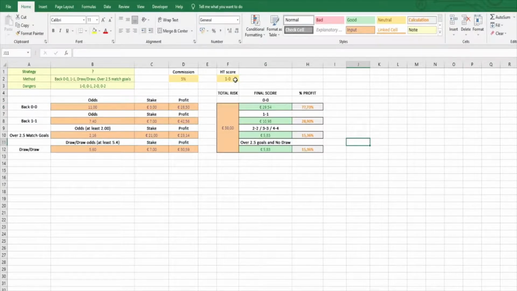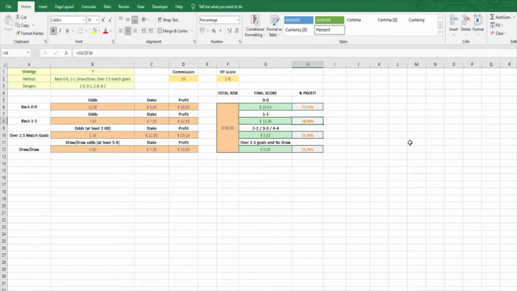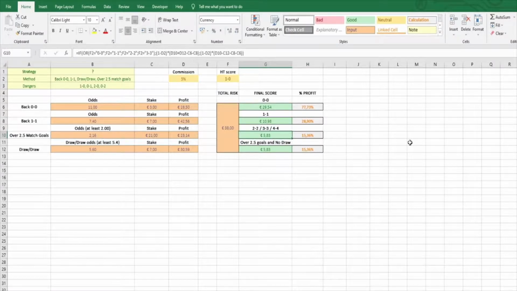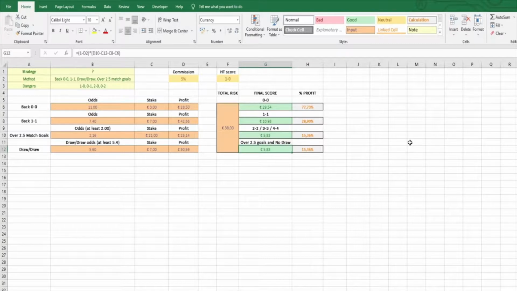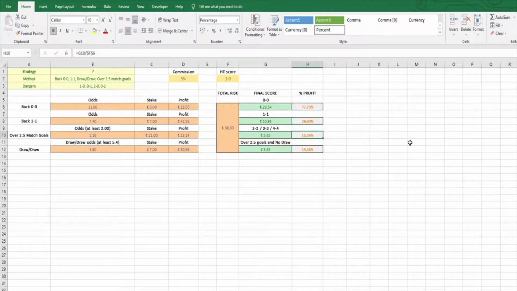So if it's 1-0 at halftime and the game ends 1-1, you would still be looking at 28.90% profit. If any other draw, then 15.36, and this figure over 2.5 goals and no draw doesn't change anything, right? Because in the first selection we assumed that there is no draw, so it doesn't change here. 15.36. So still not a very bad return, 28% profit.